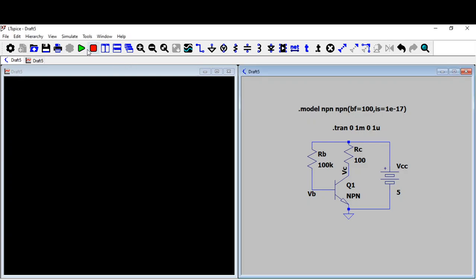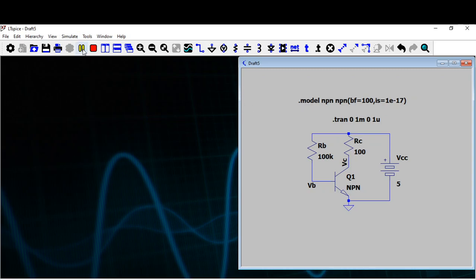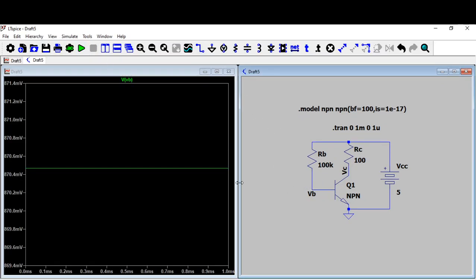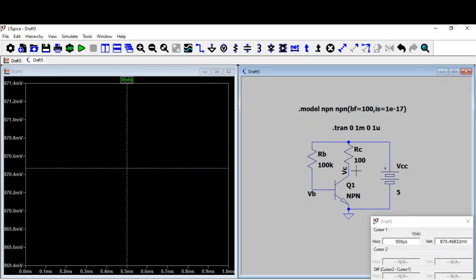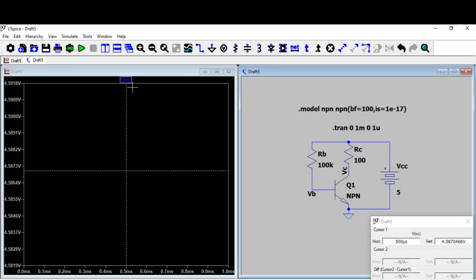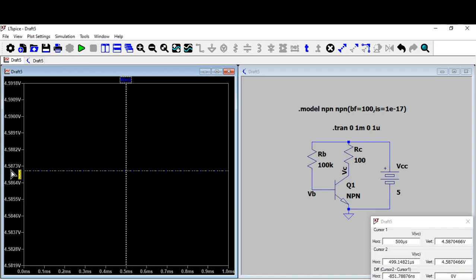Now let me see the voltage. This is the voltage. You can see this is VB, voltage at base, and this is voltage at collector. The voltage at collector, I can see 4.58 volts. This voltage at collector is far more than voltage at base, so it is reverse biased. How about this? This is forward biased. So this is in the active region.